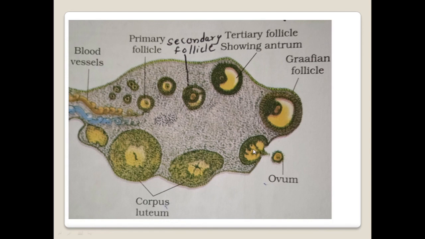After ovulation, the ruptured follicle transforms to a thick yellow-colored mass of tissue called corpus luteum. Here it is marked as corpus luteum. This is the newly formed corpus luteum. Then it further develops to a large one. This corpus luteum is mainly meant for the secretion of a female sex hormone called progesterone.